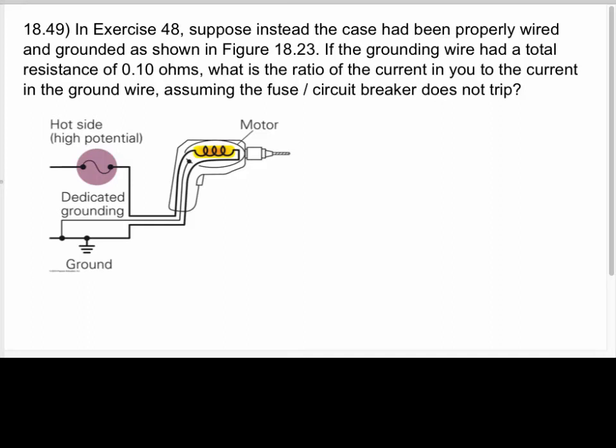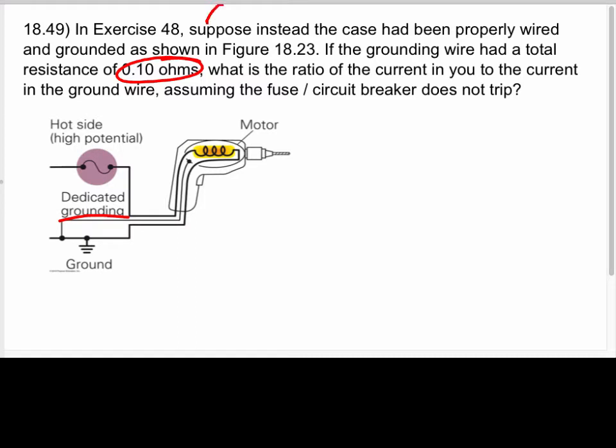So for problem number 49, it says in exercise 48, suppose instead the case had been properly wired and grounded as shown in figure 23. If the grounding wire had a total resistance of 0.10 ohms, what is the ratio of current in you to the current in the ground wire, assuming that the fuse/circuit breaker does not trip? In problem number 48, it's talking about not having that additional dedicated grounding wire, and you crank through the math and see it's not good if you have a problem.